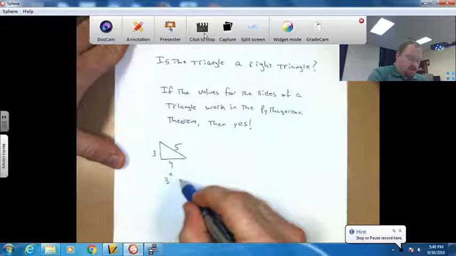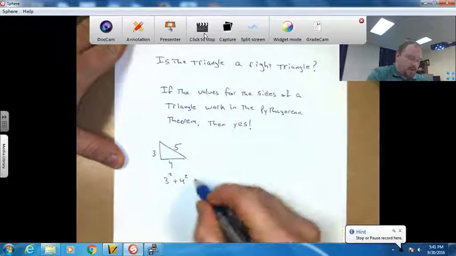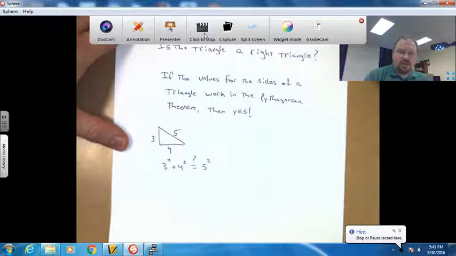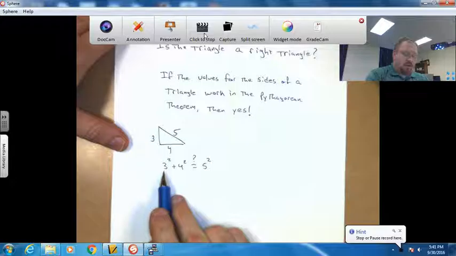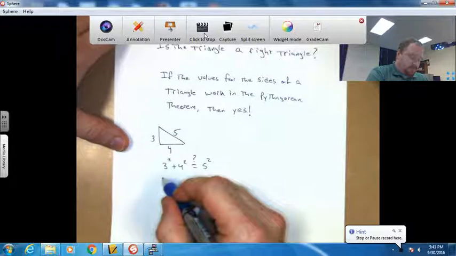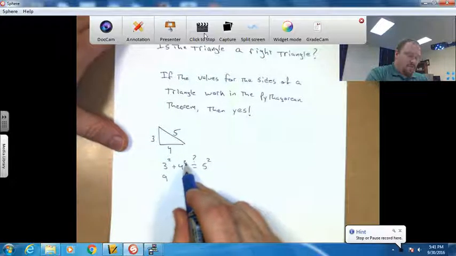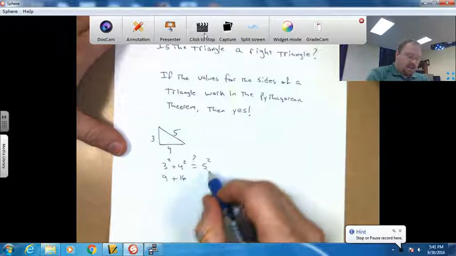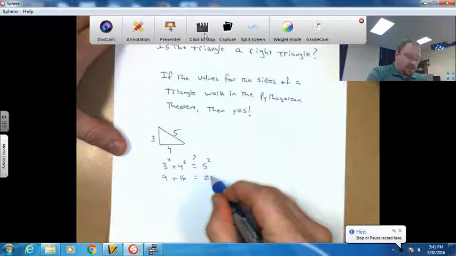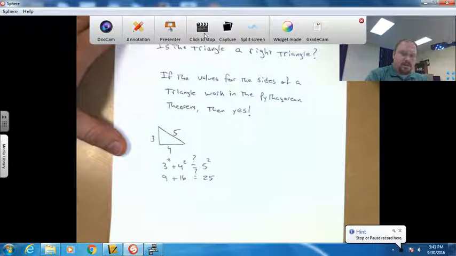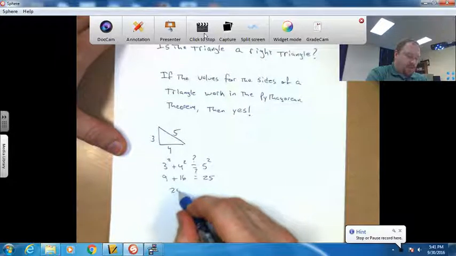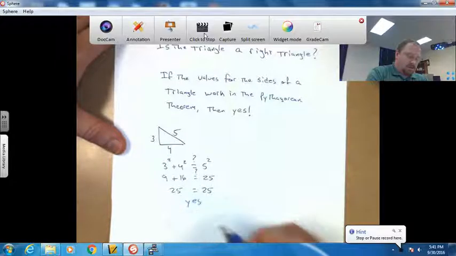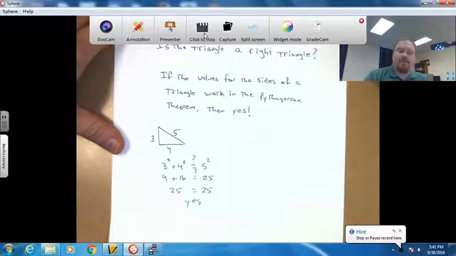So 3 squared plus 4 squared, I want to know, does that equal 5 squared? Well, 3 times 3 is 9. 4 times 4 is 16. 5 times 5 is 25. 9 plus 16 is 25. So these are equal. So the sides of 3, 4, and 5 would make a right triangle.